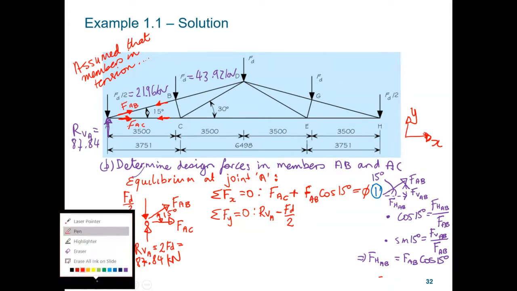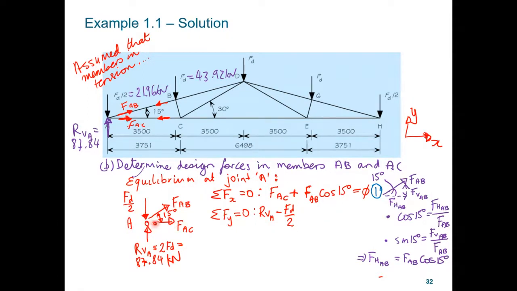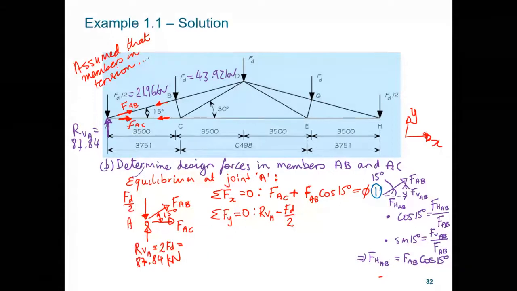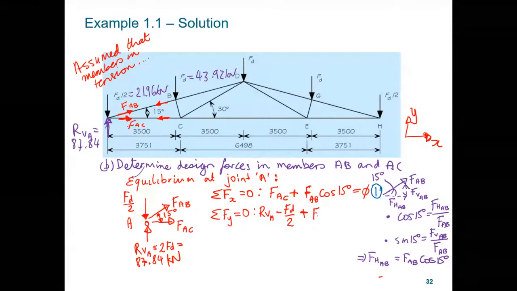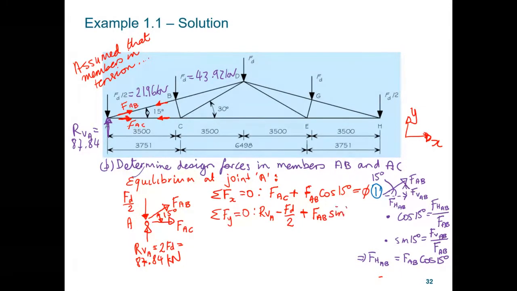The member AC on the bottom only has a horizontal component. It doesn't have a vertical component. But FAB, this one here, has a horizontal and a vertical component. We drew it out here, FAB. We know the vertical component is equal to the hypotenuse times the sine of 15 degrees. So we put that in there. It's facing up, therefore we give it a positive because we have everything going up as positive. So plus FAB sine of 15 degrees, which is effectively the vertical component of vector AB.